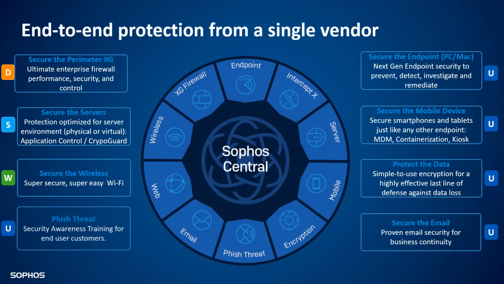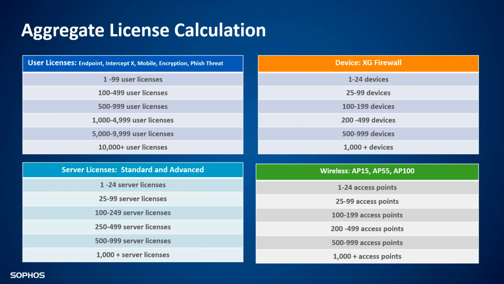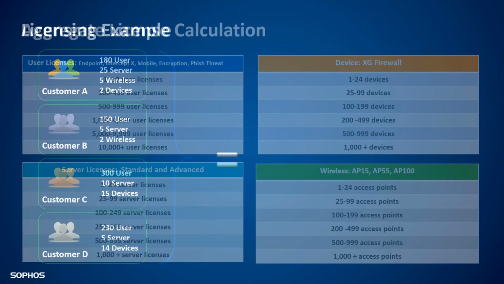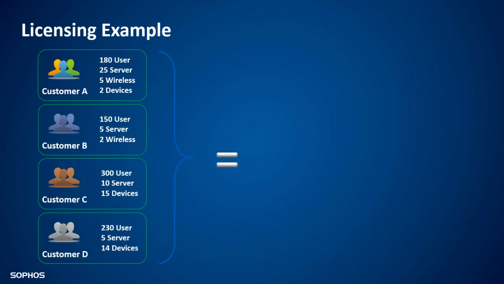So in other words, all of these products fall into the same bucket that we use to calculate your aggregate usage. For example, here are those buckets. Say you take your first 4 customers. The first one's got 180 users. Now remember, 180 users may not be 180 people. It could be 90 people using 2 products in the user category, or it could be 60 people using 3 products in the user category. Let's say they're doing Intercept X Advanced, Device Encryption, and Phish Threat.